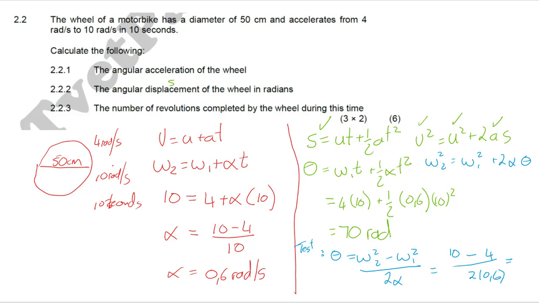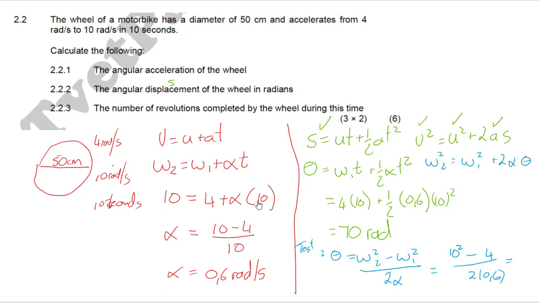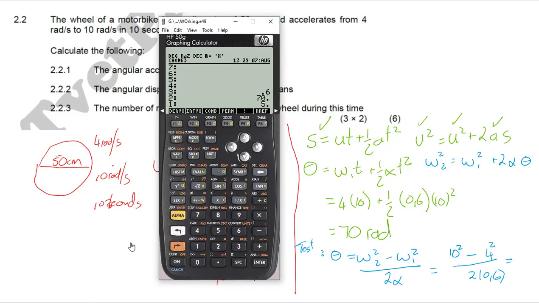Plug that into my calculator. Let's see if we get the same answer. I think we should. Test it on your calculator also. So 10 minus 4 is 6. 0.6 times 2 should be 1.2. And we want to divide them. Oh, but that's wrong. What did I do wrong? Did you spot my mistake? I forgot to square them. It's 10 squared minus 4 squared. Remember, write down all the steps. Don't take chances. Let's do it again.